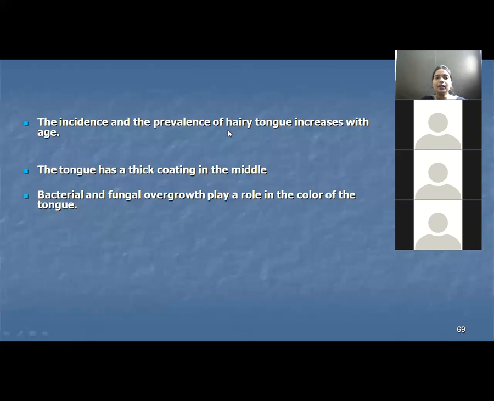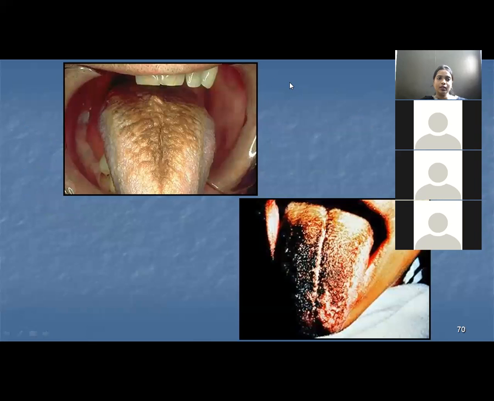The incidence and prevalence of hairy tongue increases with age. This lesion is also seen in the older adult, and most commonly it is present in the HIV patient or immunocompromised individual. The tongue has a thick coating in the middle, and the bacterial and fungal overgrowth may play a role in the color of the tongue. See, these are the clinical features of your hairy tongue.